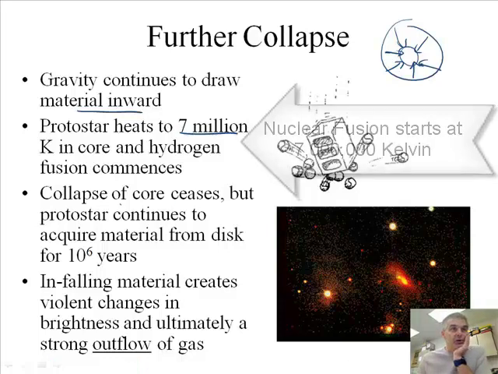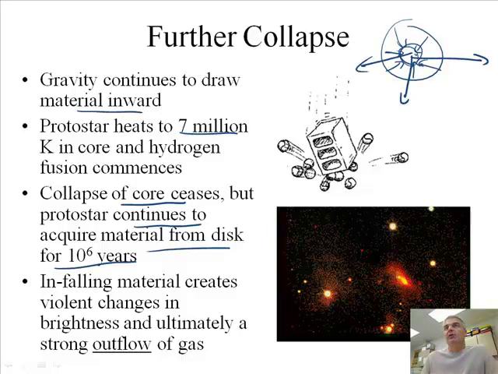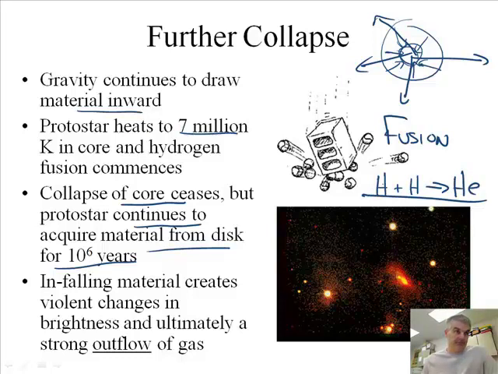And then eventually the collapse of the core ceases, but the protostar continues to acquire material from the disk for about 1,000,000 years. It draws all that stuff in, and as it's drawing in, it heats up. Now we start getting energy coming out because we have nuclear fusion, where the hydrogens combine with hydrogens to make helium. That's how that works.